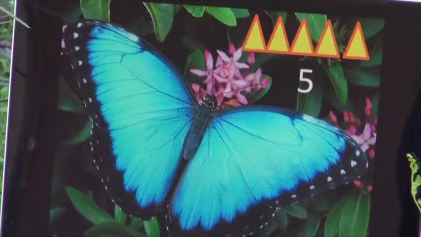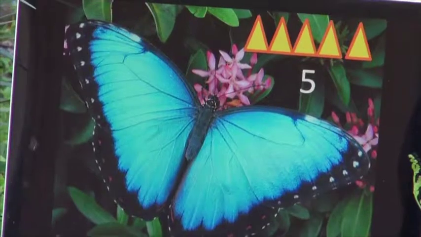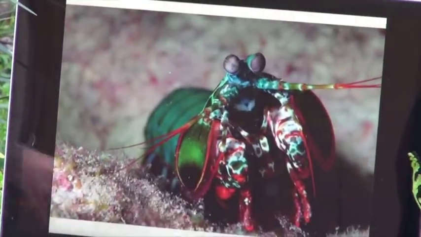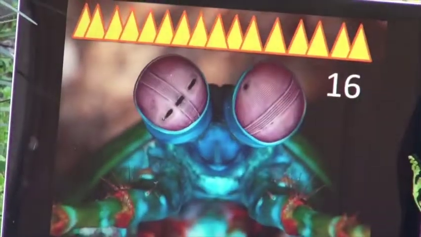Like the blue morpho butterfly, which has 5 cones and can see more colors. And the even cooler animal is the mantis shrimp, which has 16 cones and can see probably colors that we can't even imagine. And that's what color is.